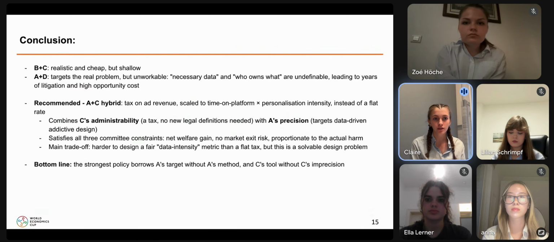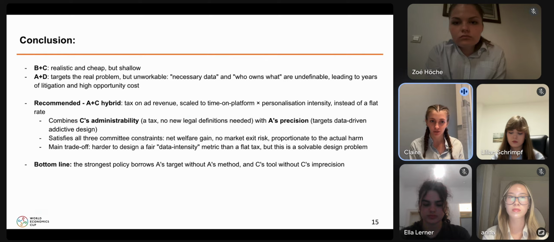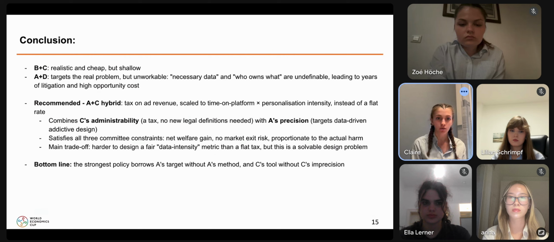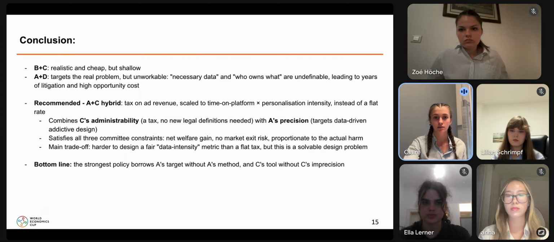In conclusion, B and C are realistic but cheap. A and D target the real problem but are unworkable. Therefore, our recommendation of A and C provides a hybrid. The strongest policy borrows A's target without A's method and C's tool without C's imprecision.